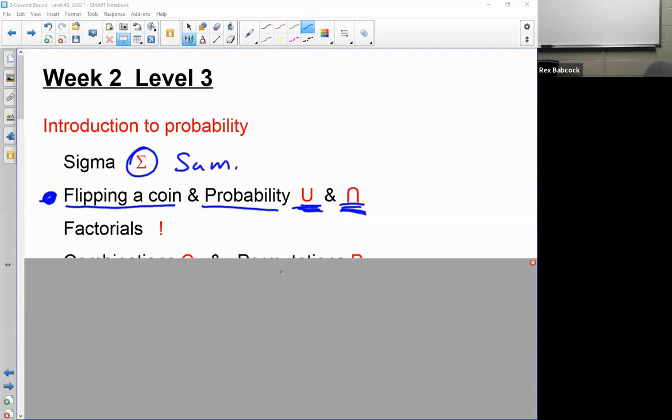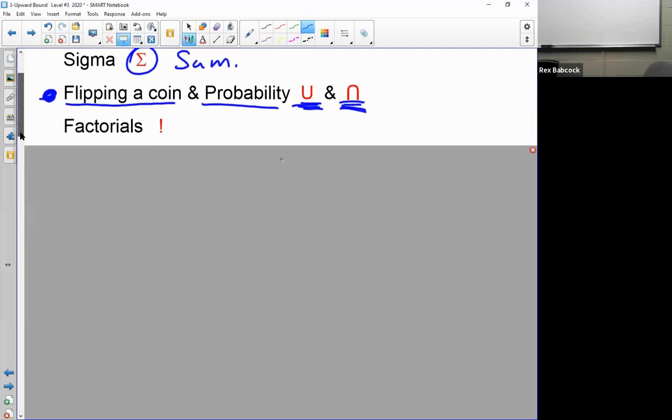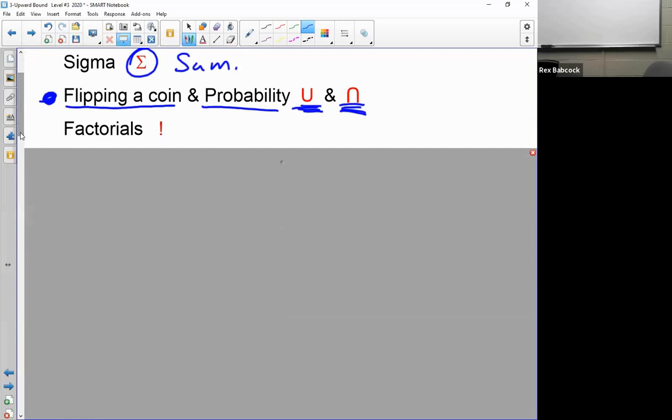Here in just a little bit, I'm going to talk about factorials. I hope you already know what a factorial is, but if not, we're going to talk about it with numbers and statistics. The symbol for it is an exclamation mark.